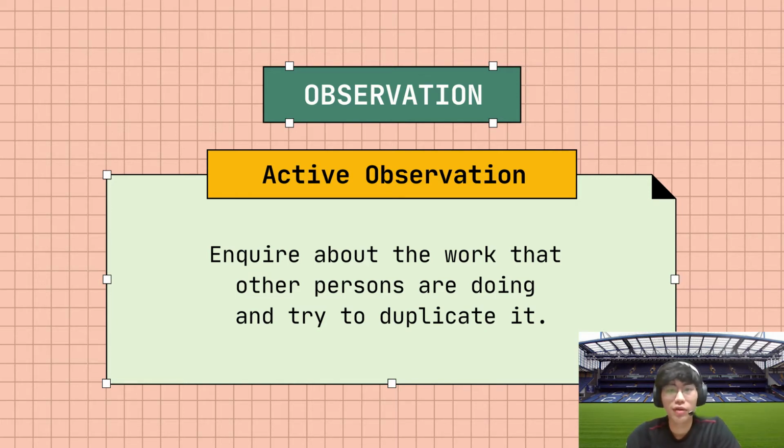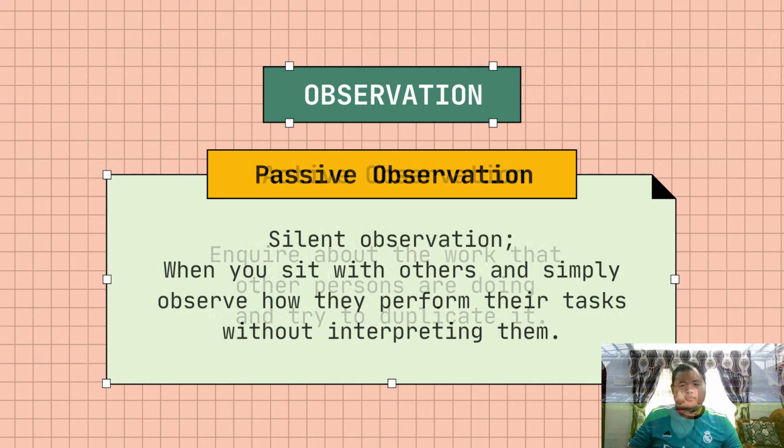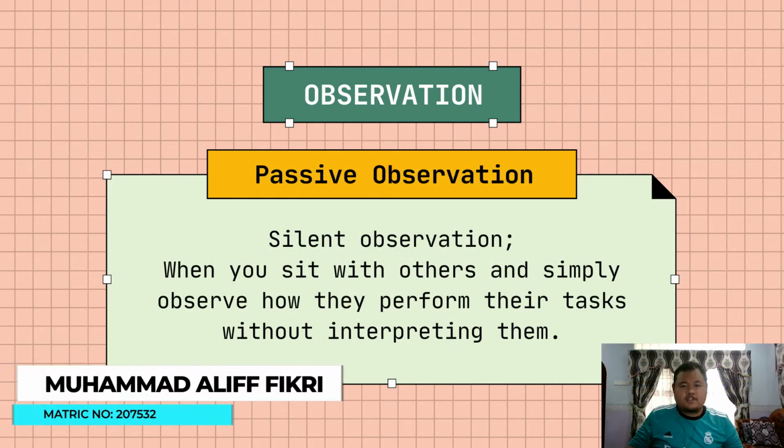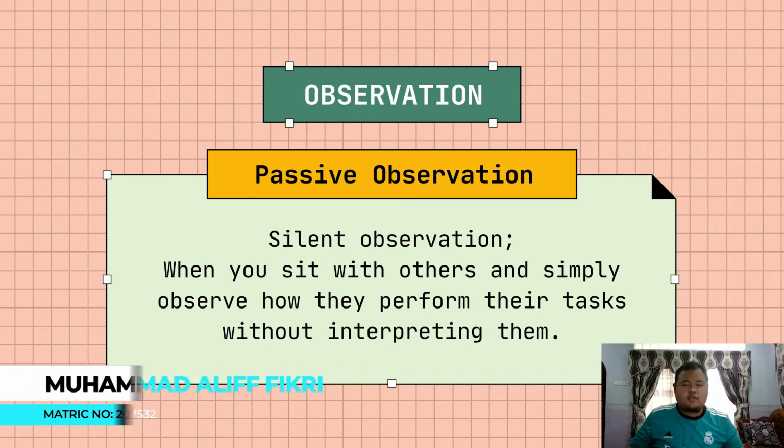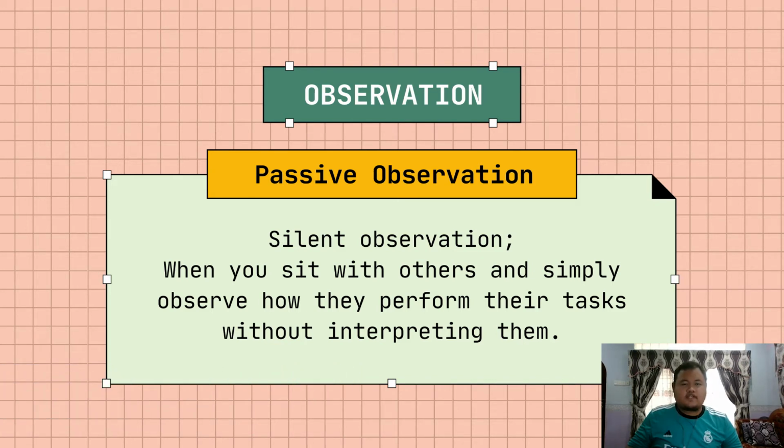So active observation is when you inquire about the work that other persons are doing and try to duplicate the work. Other than active observation is passive observation. Passive observation, also known as silent observation, is when you sit with other people, and you as a developer will simply observe how they perform their work and tasks without interpreting or disturbing them.